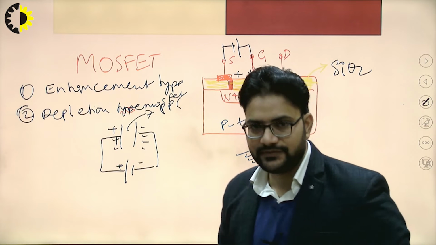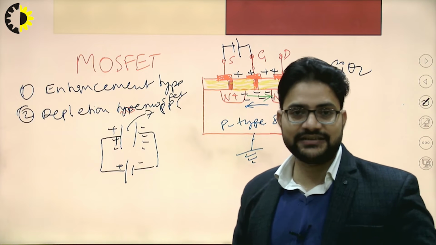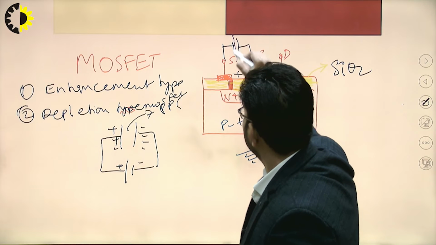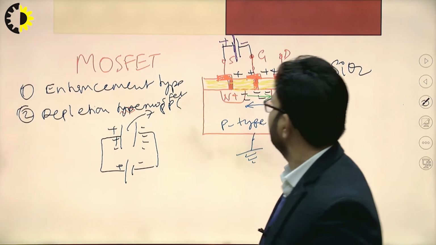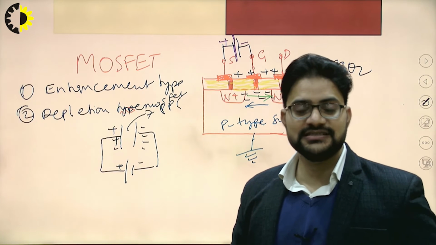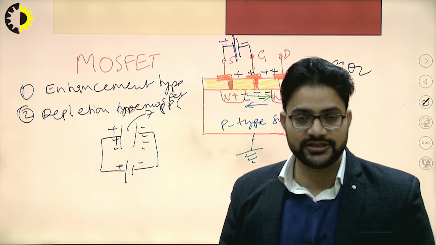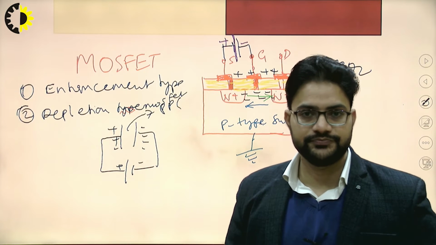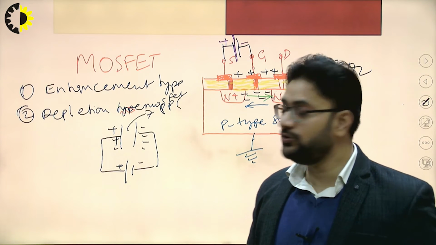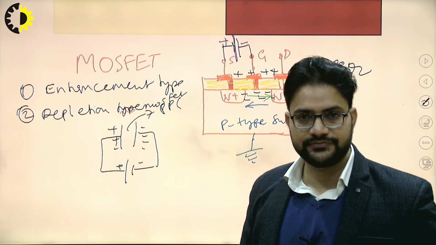See in the circuit. Whenever this gate terminal is connected to the negative terminal of the battery, like this, and this source terminal is connected to the positive terminal of the battery, then this depletion type MOSFET is said to be working in the depletion mode. So this depletion type MOSFET is said to be working in the depletion mode if the negative terminal is connected to the gate terminal, right?